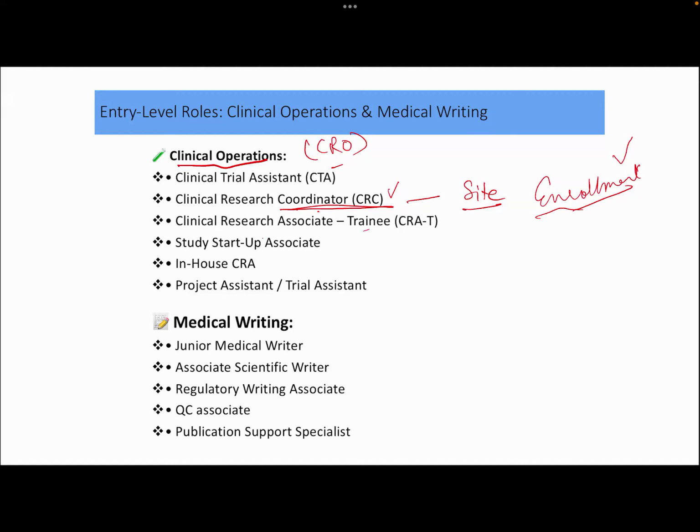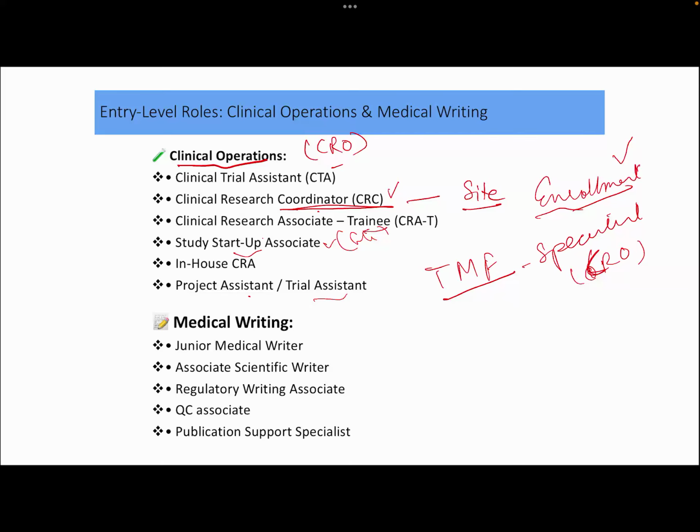Clinical research associate, even as a trainee, they are hiring for 6 months, 8 months. Study startup associate. Again, at site also this role is available. In-house CRA, project assistant, trial assistant, even TMF specialist, trial master file specialist. See, these many roles are available in just clinical operations. Today, try to do homework, go to Naukri, go to LinkedIn, try to see the job descriptions of these roles.